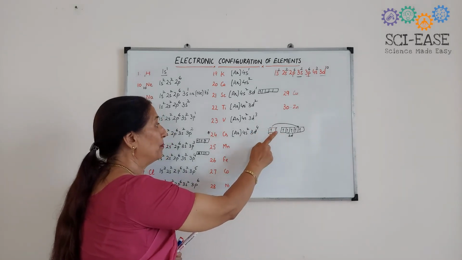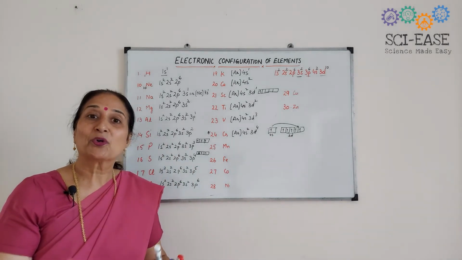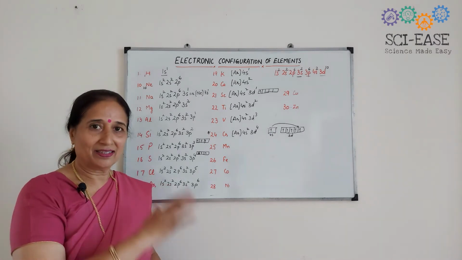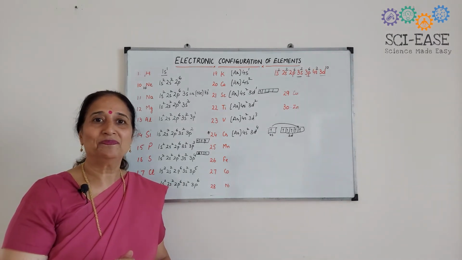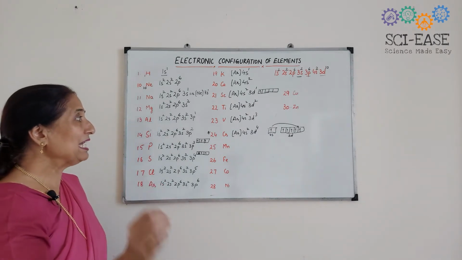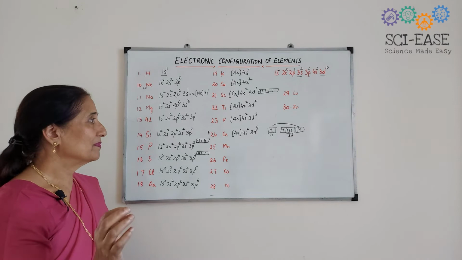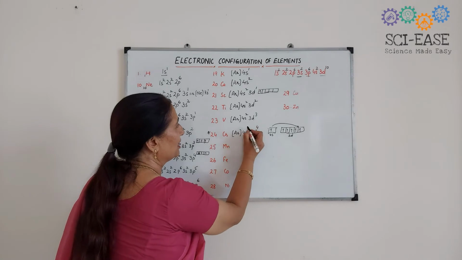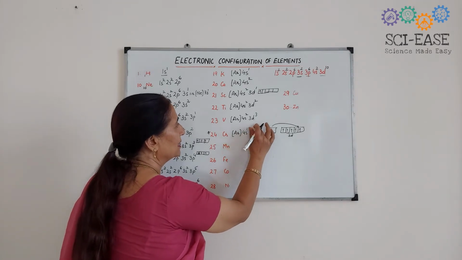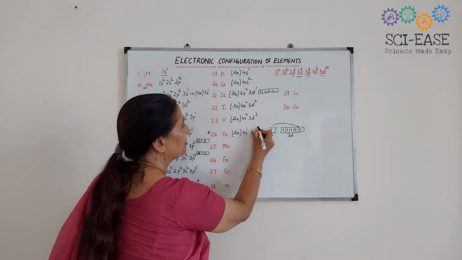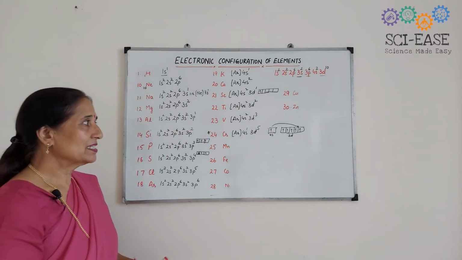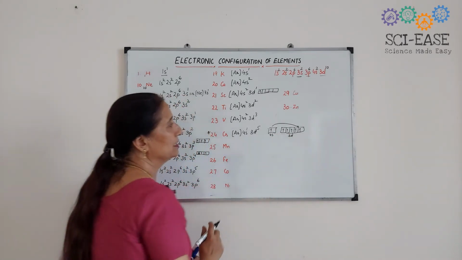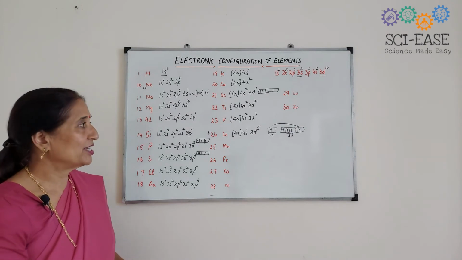Keep this in your mind because many times the question is to write the electronic configuration of chromium, or I will tell you about copper also. That is also an exception. Mainly these elements are given in the exam. So the configuration will be 4s1, 3d5. The reason is that this is more stable due to the half-filled D subshell.